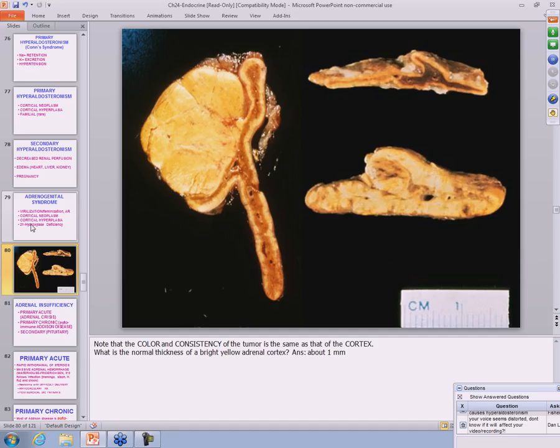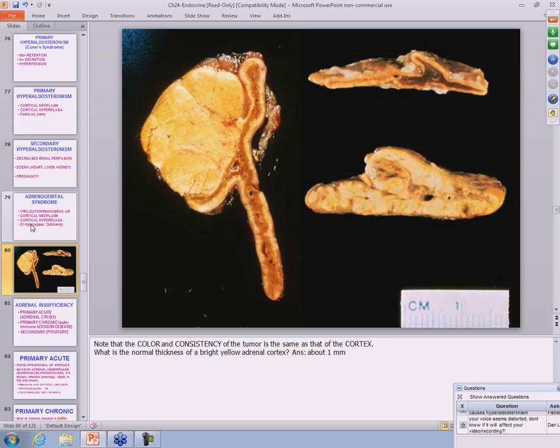Okay, but let me ask you this. Let's say that you had that same nodule there in the adrenal, only it was red, exactly like the medulla, rather than yellow like the cortex. Would that be a medullary tumor or a cortical tumor? Yeah, it's just common sense, isn't it? So you may or may not know this, but the most common tumor of the adrenal medulla is something called a pheochromocytoma.